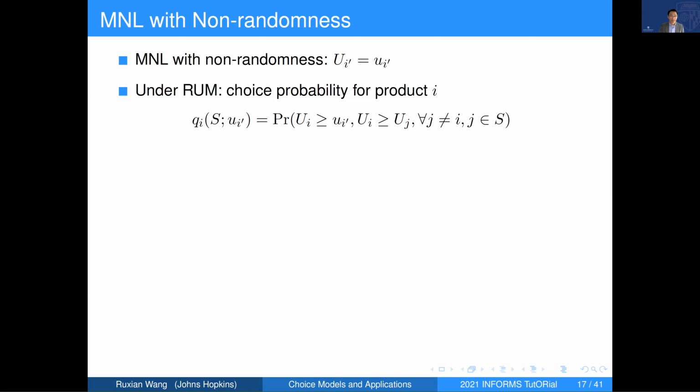So the choice probability for any item i is equal to the probability that u_i is greater than u_j for any j, and u_i is also greater than the deterministic utility u_i prime. That is the choice probability for any item i.